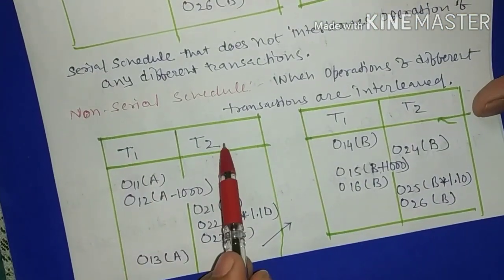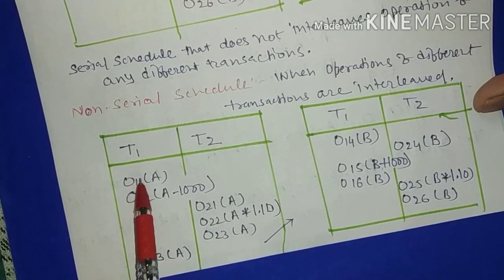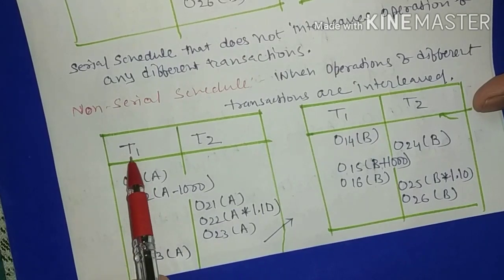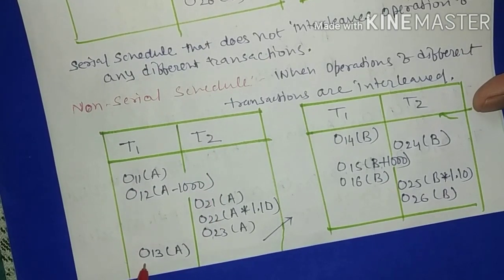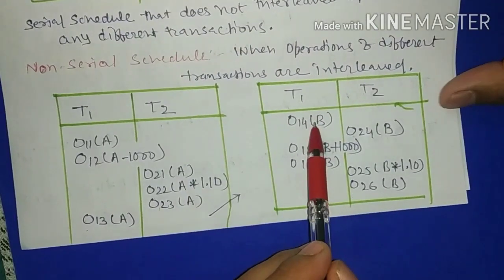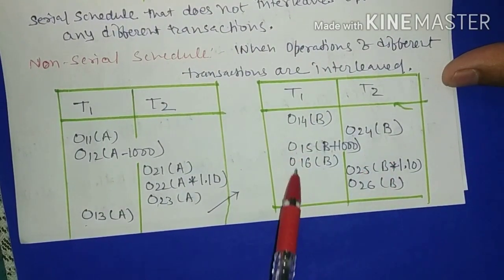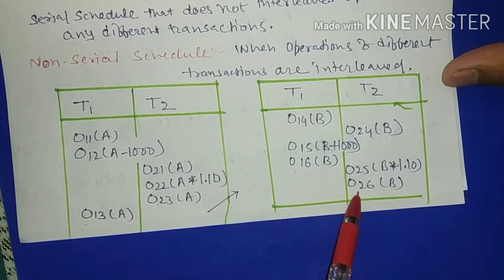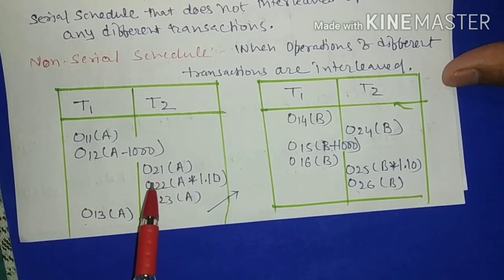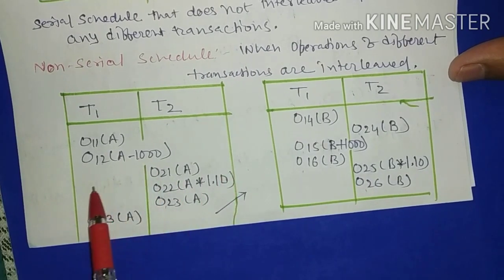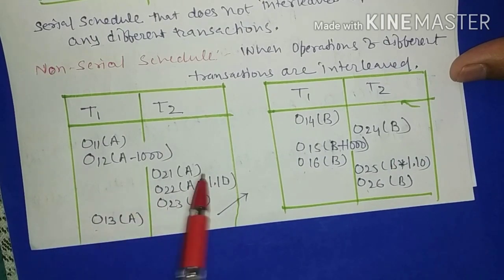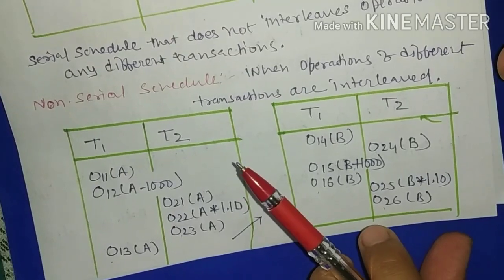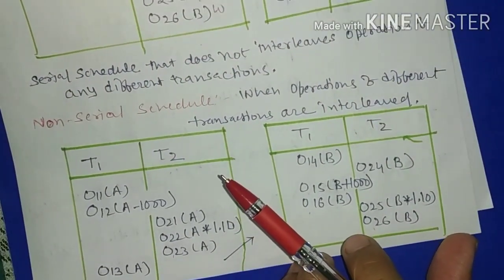So in this last example, T1 and T2 are two different transactions, and we execute the first two operations of transaction T1, then three operations of transaction T2, then two operations of transaction T1, then one operation of transaction T2, then two operations of transaction T1, then the last two operations of transaction T2. In this non-serial schedule, we interleave the operations. Where operations of transactions are interleaved, we call it a non-serial schedule.